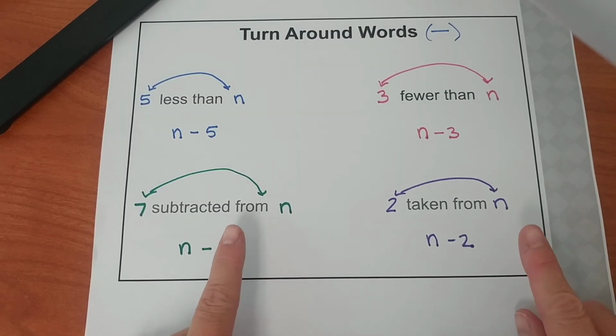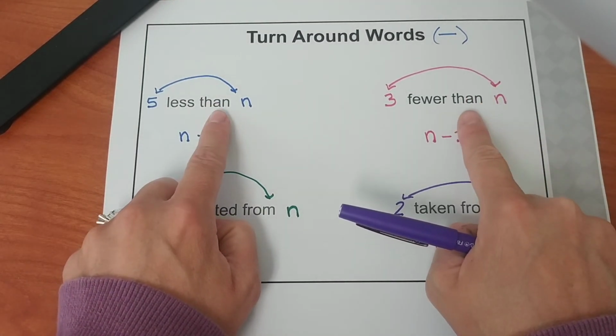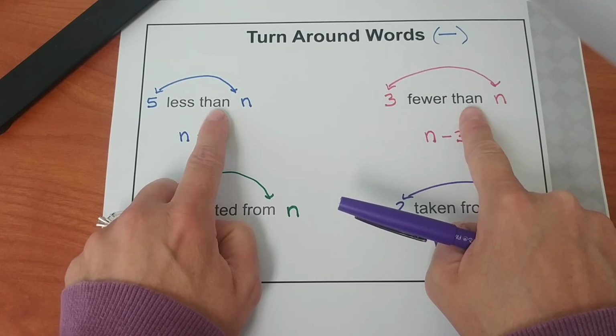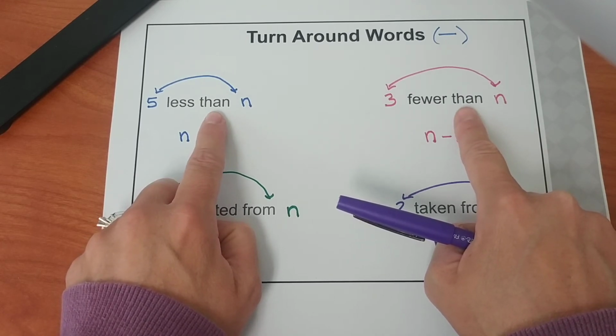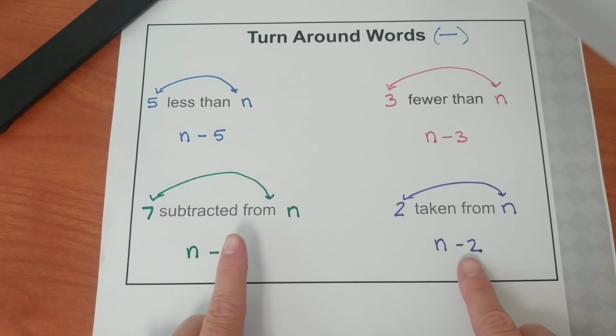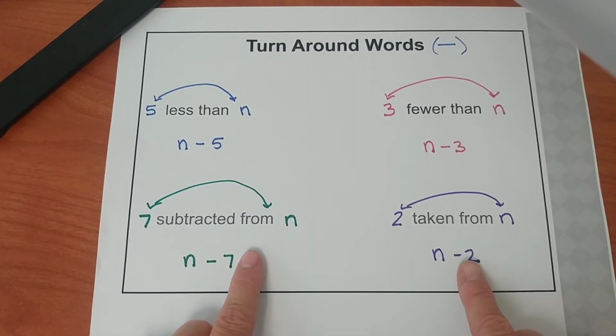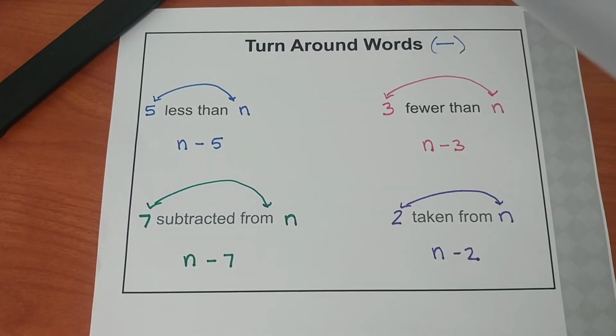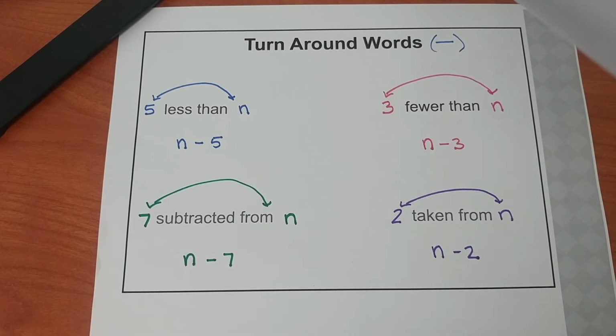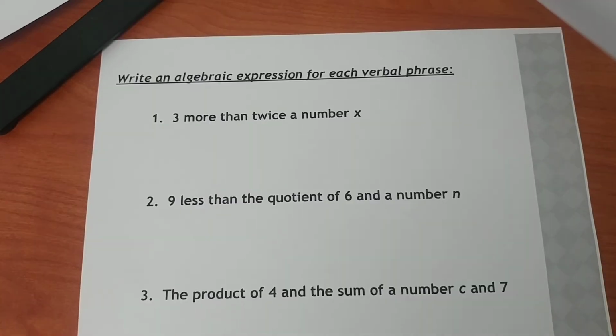Now notice in both of these examples, you see the word than: less than, fewer than. So that's kind of easy to remember. Those are going to be turnaround. We got to be really careful with the subtracted from and the taken from. The from and the than, those are kind of key words. Okay? So these are our turnaround words.